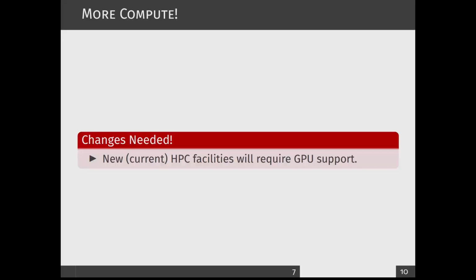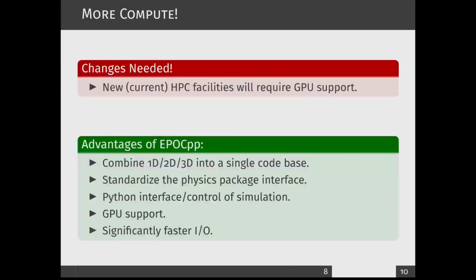So a major motivation here is to have a version of EPOCH that is going to be equally performant on x86 or ARM or GPUs or whatever the next generation, possibly heterogeneous compute facilities end up looking like. And this is how we've ended up with EPOCH++.